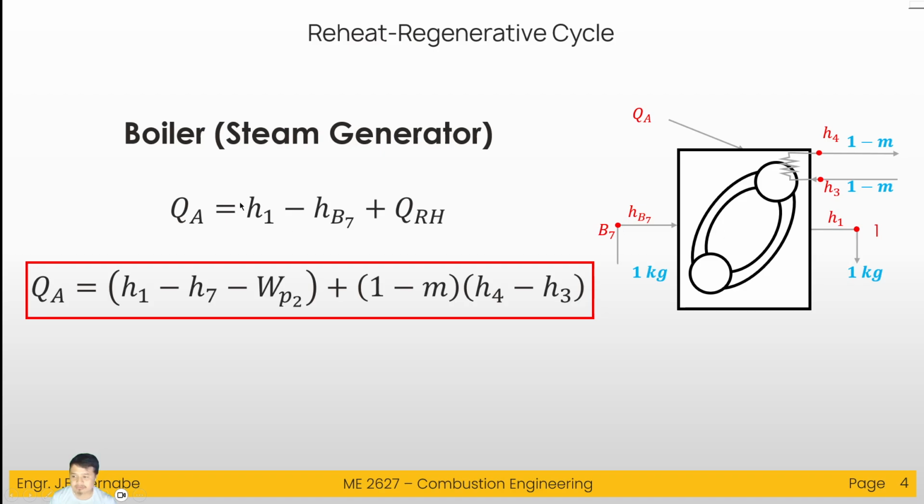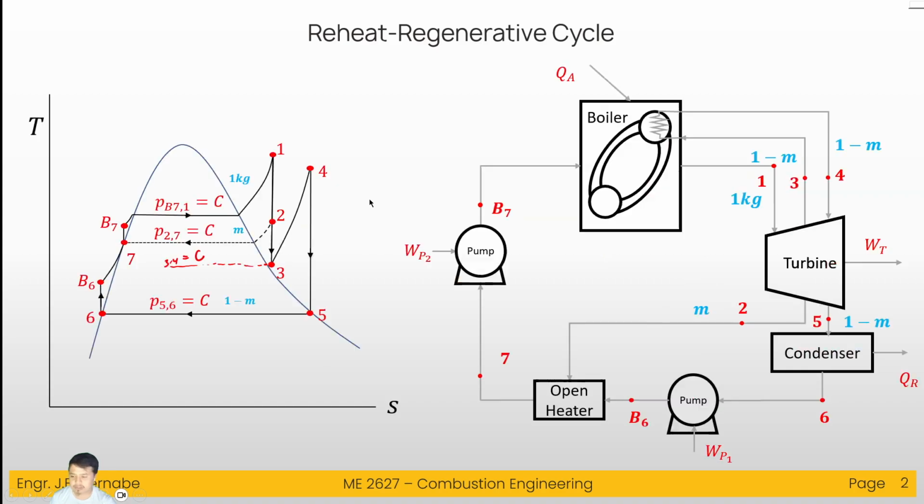So H1 minus HB7 is just one mass, no, because it is not yet bled, the steam is not yet bled. And then plus the number of reheating stages as well, no. So we have one reheating stage here, so that will be just this stage here. So H1 minus HB7 can be rewritten as H1 minus H7 minus pump work 2. Plus, so the reheating stage here, as you can see, let's see the diagram again.